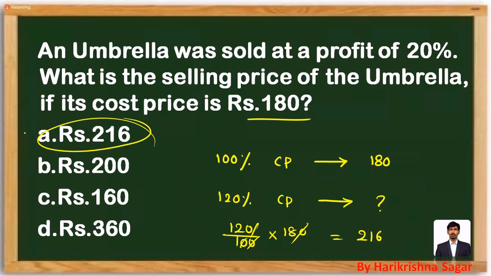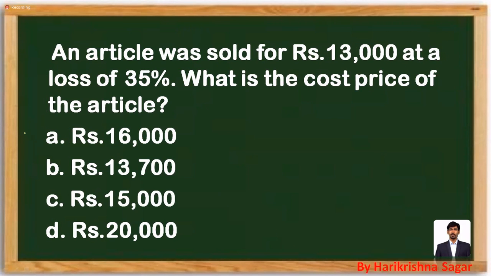I hope the point is clear. Look at the next question available on the screen. An article was sold at 13,000 rupees at a loss of 35%. What is the cost price of the article?